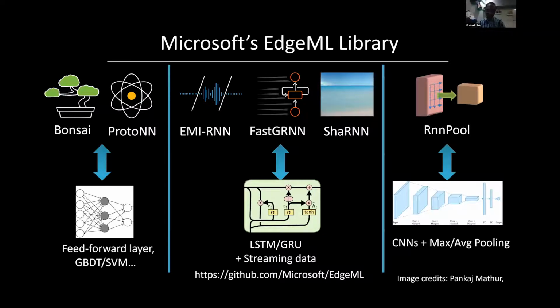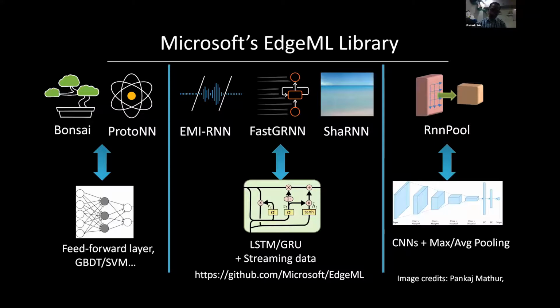Then in the space of streaming data, or sensor data, which naturally is in the form of a time series, we have a bunch of algorithms like FastRNN, EMI-RNN, SHRNN, which can be thought of as recurrent neural networks that are specifically designed for tiny devices and for very fast streaming data. And finally, recently, we've been doing some work where we have come up with a new pooling architecture called RNNPool, which you can use with your standard convolutional neural network to make the memory requirement of these convolutional networks much smaller. And that means that you can actually have fairly accurate models like a face detection model or object classification model running on an ARM Cortex-M4 class device.